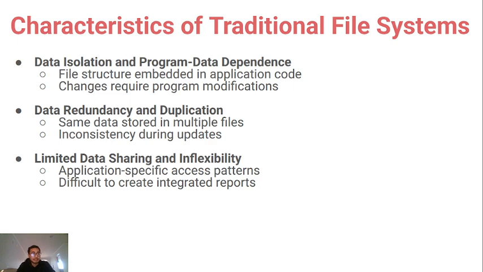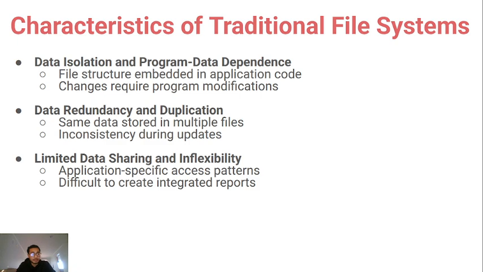So number one is data isolation and program data dependence. In traditional file processing, data is spread over multiple files in diverse formats. Each file is tailored to a unique program, making it difficult to share data between applications. Furthermore, there is a close relationship between programs and data. The physical structure of data files is encoded in the application code. This means that if you change the file format, you must update all apps that use it.